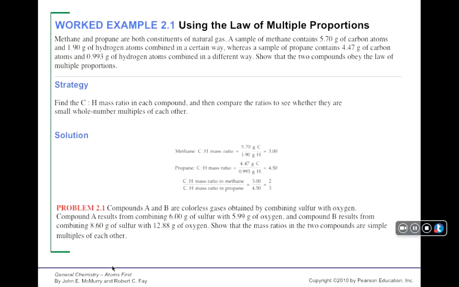So here's an example where you're given methane and propane. You're given that a sample of methane contains 5.7 grams of carbon atoms and 1.9 grams of hydrogen atoms that are combined in a certain way. And a sample of propane contains 4.47 grams of carbon and 0.993 grams of hydrogen combined in a different way. And it says, show that the two compounds obey the law of multiple proportions. So what you're looking for here is to find a whole number ratio between carbon and hydrogen.